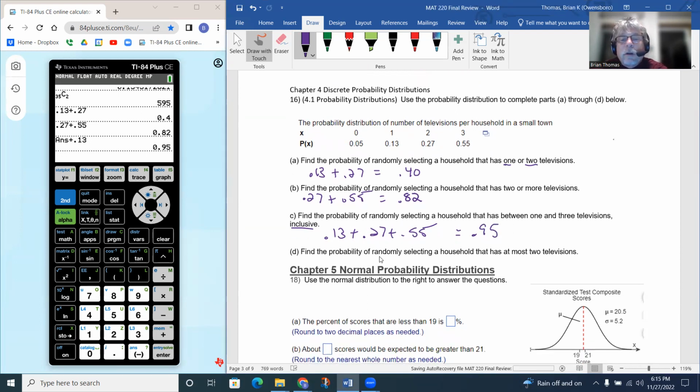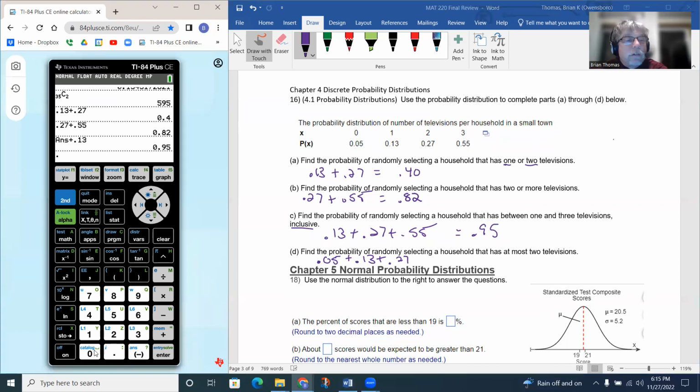Part D says, find the probability of randomly selecting a household that has at most 2 televisions. At most means 2 or less. So this means 0, which is the 0.05, plus the 0.13, plus the 2, which is the 0.27. You can add all those together: 0.05 plus 0.13 plus 0.27. That gives me 0.45.